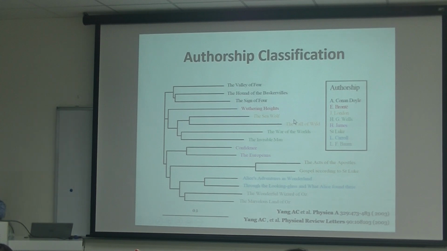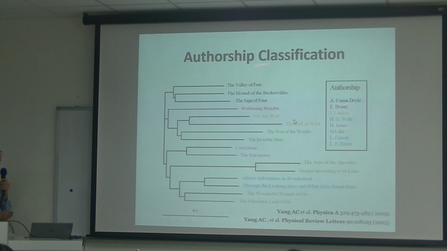We know that each author has his own style, right? For example, when you look at the novels from different authors, you will feel that the writing style is different. And that is very subjective. Then how do we do this in an objective way? That's what I did in 2003.